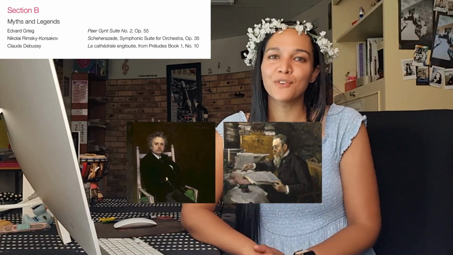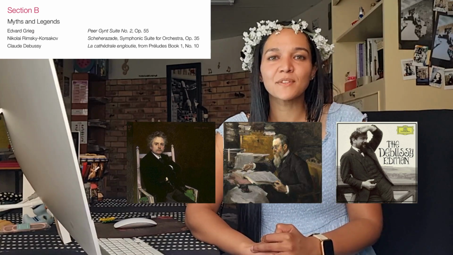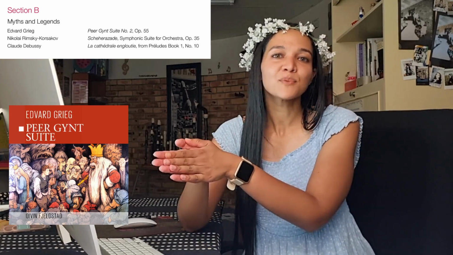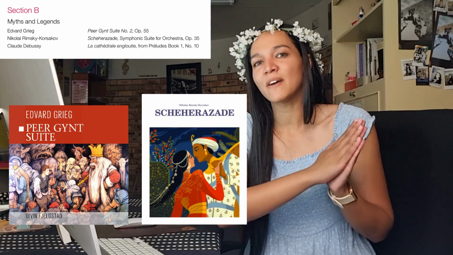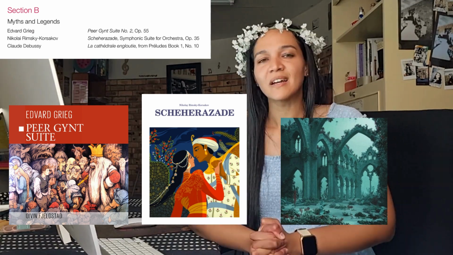Our themes of myths and legends this year see that we have 3 very mystical composers. We have Grieg, we have Rimsky-Korsakov, and we have Debussy, all having something to do with myths and legends. So we have the Peer Gynt suite, the Scheherazade suite, and La Cathédrale, which is for solo piano. Now, in these questions, Cambridge won't ask a very specific question as in Section A. Here they give you the opportunity to broaden your knowledge and to explain in very glamorous detail why you are saying what you're saying. So you may elaborate on your points, and they do give you space in which to do that.